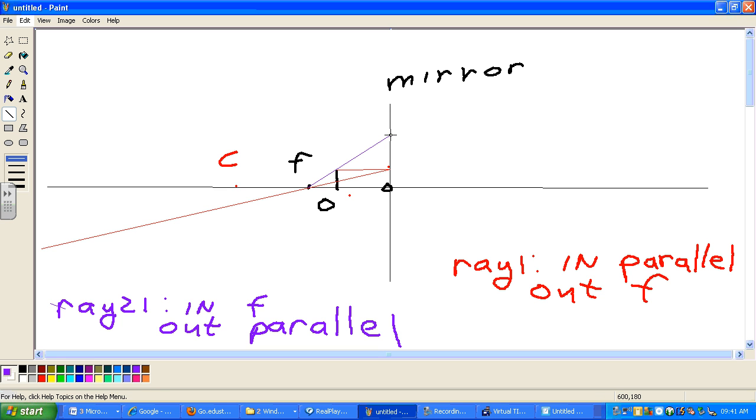This ray is going to go out parallel, from here, it's going away from me in that direction. We're looking for where those two rays meet. They don't seem to unless you start thinking backwards.